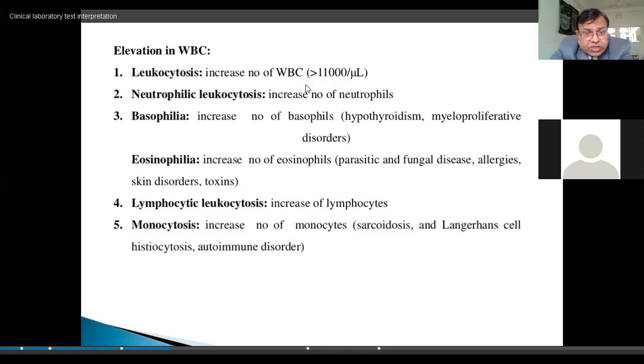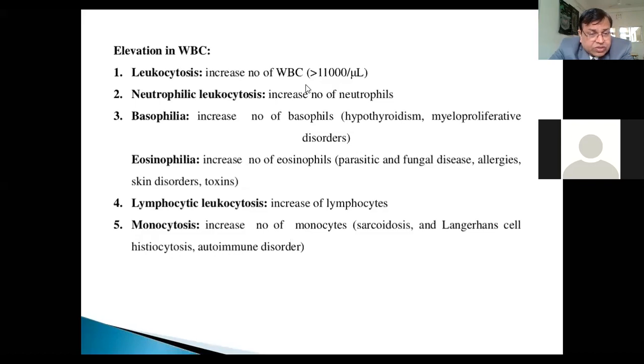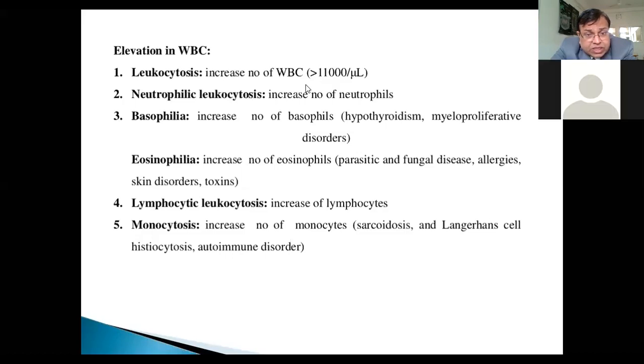Lymphocytic leukocytosis increases the concentration of lymphocytes in the blood. Monocytosis increases the number of monocytes, as in sarcoidosis and Langerhans cell disorders, related to the pancreas, islets of Langerhans dysfunction, or autoimmune disorder. Due to this, monocyte concentration will increase.